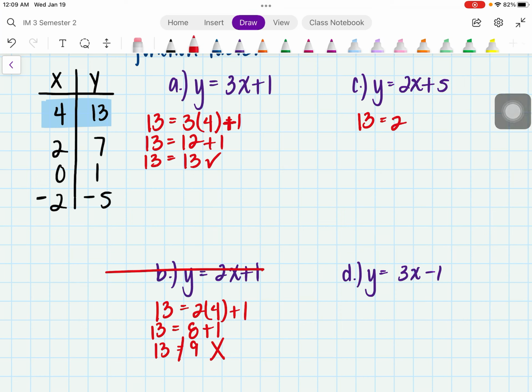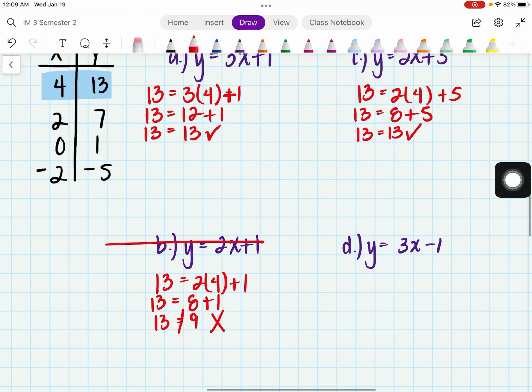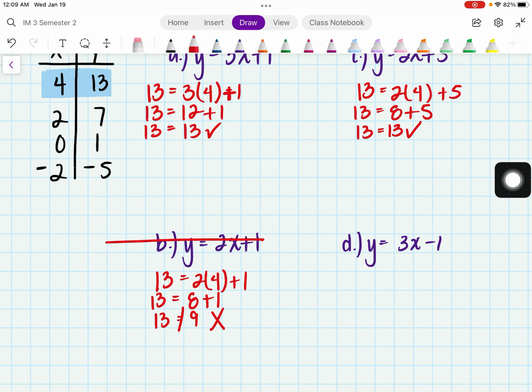So next one, y equals 2x plus 5. Wherever I see a y, I put 13, and wherever I see an x, I put 4. So then 2 times 4 is 8 plus 5. 8 plus 5 in this case is 13. So that one does hold true.